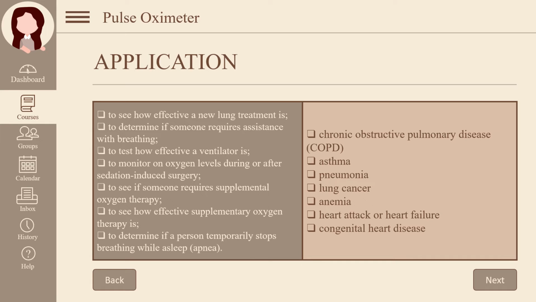while asleep, or apnea. Medical professionals use pulse oximeters to monitor the health of people with conditions that affect blood oxygen levels, especially while they are in the hospital. These can include chronic obstructive pulmonary disease or COPD, asthma, pneumonia, lung cancer, anemia, heart attack or heart failure, and congenital heart disease.